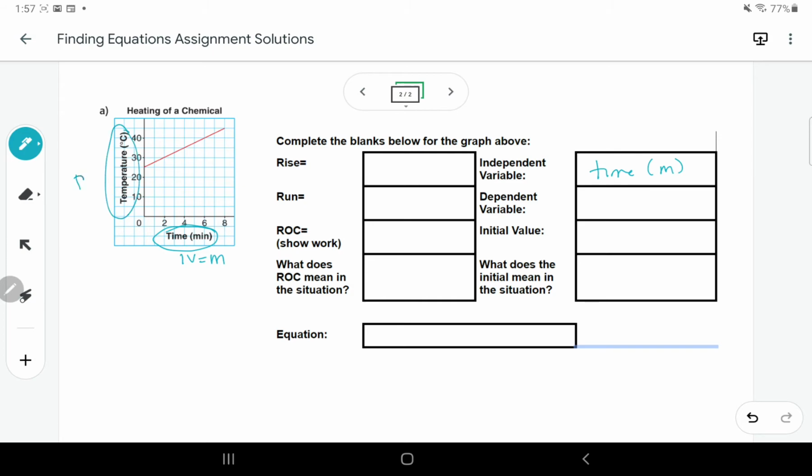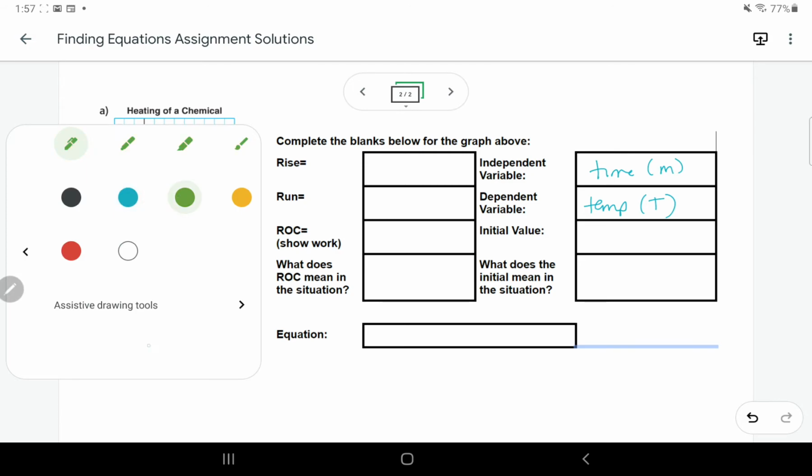Because my dependent variable, I'm going to use T for temperature. So after m minutes is my time. I don't want to use T for both. That would get really confusing.